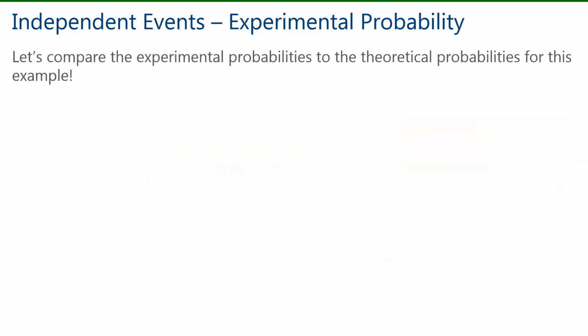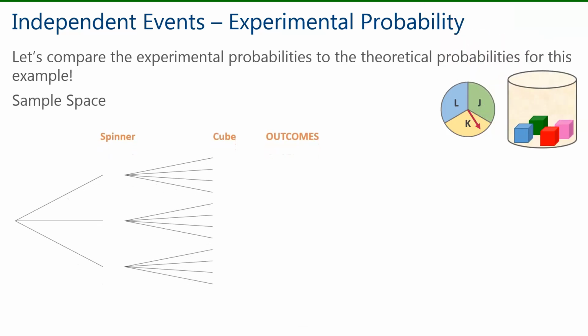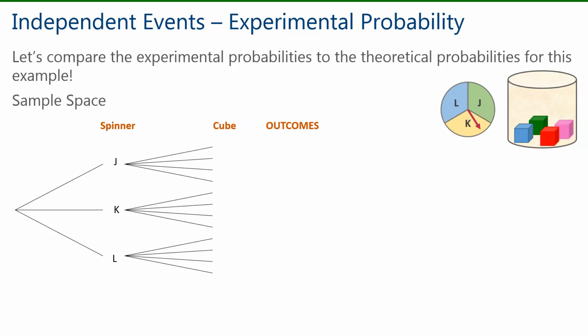Let's compare those experimental probabilities to the theoretical probabilities for this example. Our sample space: J, K, L for the 3 sectors on our spinner, and then we have the 4 different colors of cubes that we can associate with each letter on the spinner. We can spin a J, pick a blue, spin a J, pick a green, spin a J, pick a red, spin a J, pick a pink. And we follow this idea to complete the other 2 sections. Spin L, pick red, spin L, pick pink.